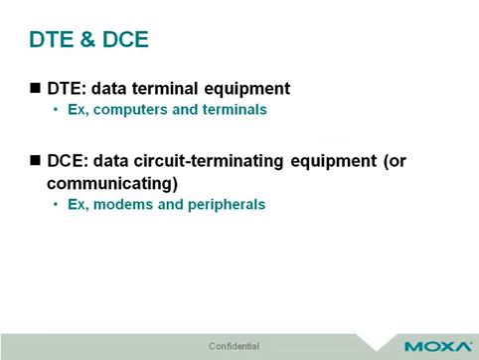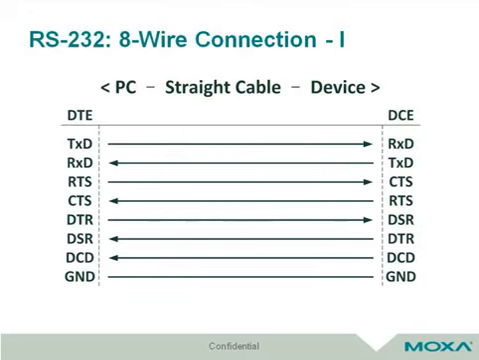There are DTE and DCE in serial communication. DTE is data terminal equipment, for example, computers. DCE is data circuit terminating equipment, for example, modem. This is how PC and serial device were originally connected together with a straight cable. But today, as modems are not popular anymore, we rarely see this application.